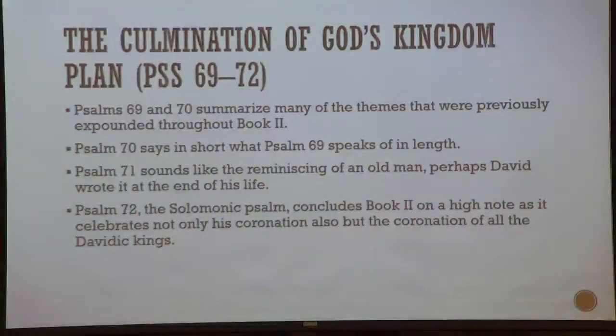And then lastly, we see the culmination of God's kingdom plan in 69 through 72. Okay, so 69 and 72 summarize many of the themes that were previously expounded upon through Book 2. 70 says in short what 69 says in length.